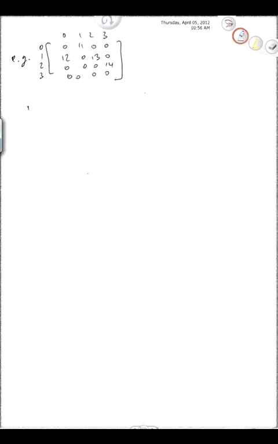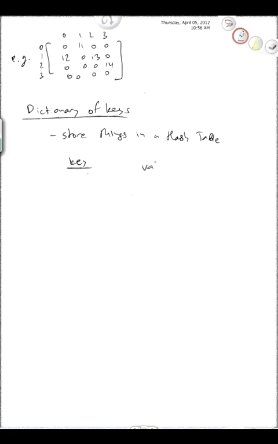So our first sparse matrix format is going to be called a dictionary of keys. And the idea here is to just store things in a hash table. So let's see how that would work. A hash table has some keys and values. And the idea is to have the key be 0, 1, and the associated value be 11. So the key here is the location of the non-zero entry, and this is the value of the non-zero entry.